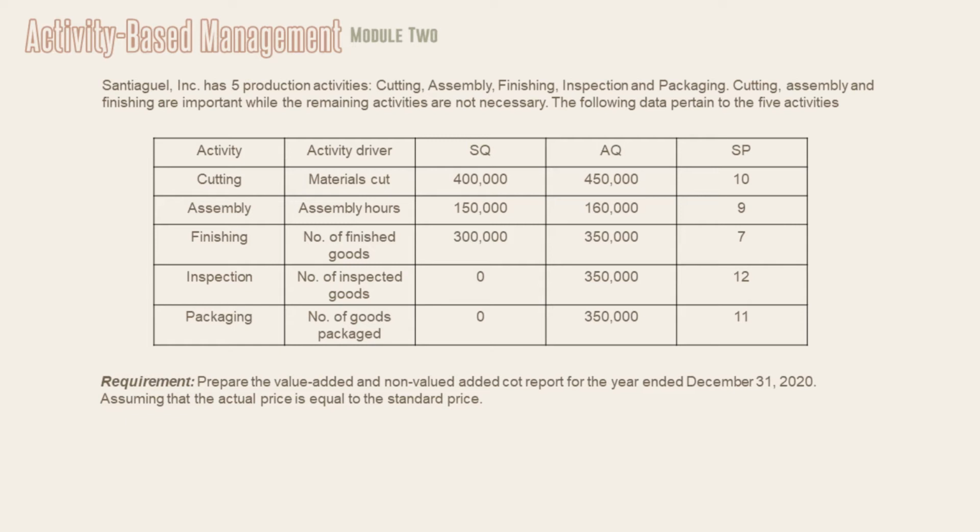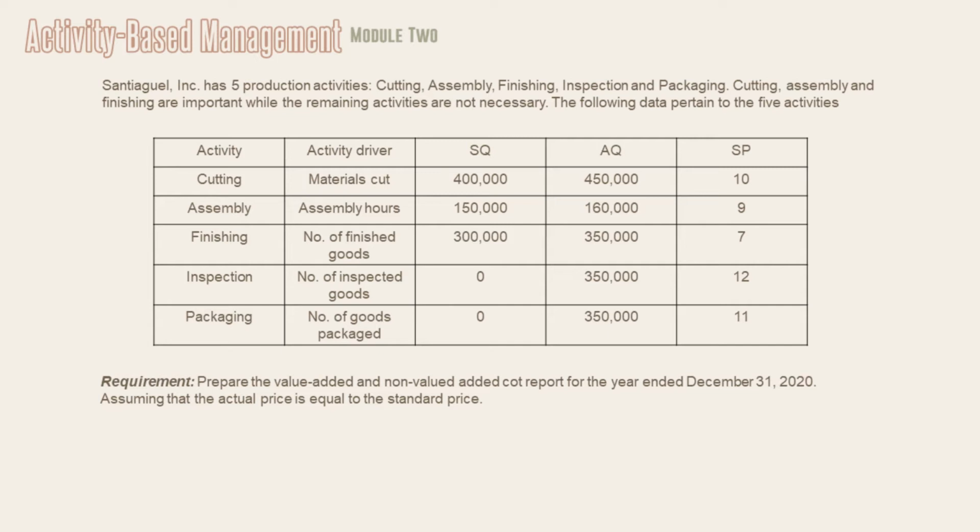For cutting, the activity driver is materials cut. The SQ, or the standard quantity, is 400,000. AQ, or actual quantity, is 450,000. And for SP, or standard price, it is 10.